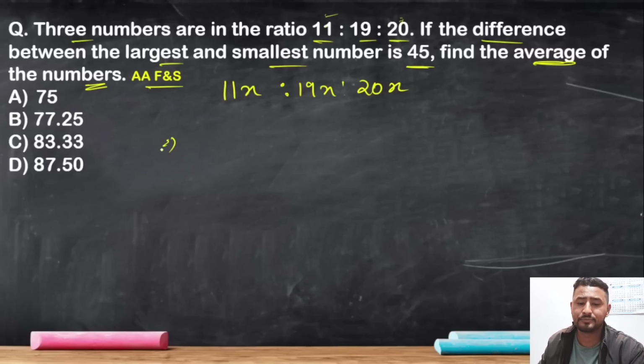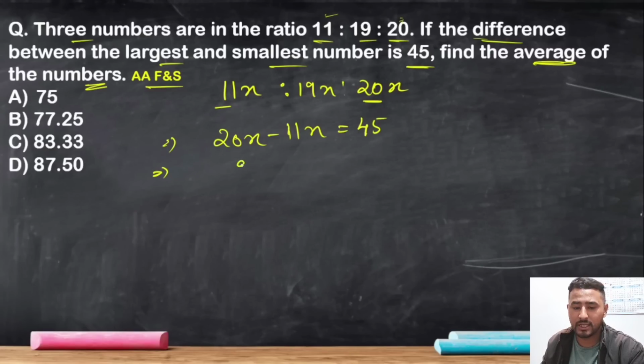The difference between 20 and 11. If the difference between the largest number and the smallest number is 45, 20 is the largest, so the difference between these two, 20x minus 11x, is how much? Given 45, right? So we get the value of x. This will be 9x equal to 45. x will be equal to 45 by 9, which is equal to 5.